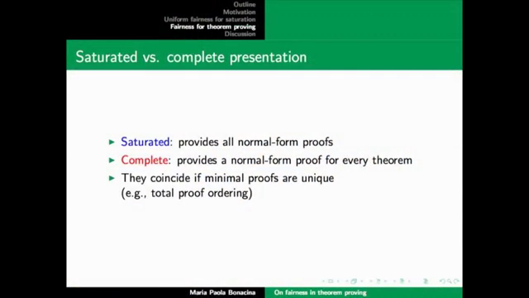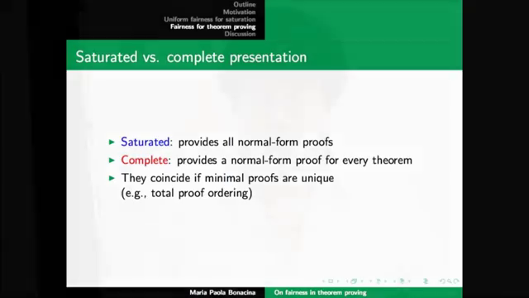Now, here comes an important distinction. I said we would like to have a notion of fairness which gives us something weaker than saturation. So we need a weaker notion than saturated set. We call saturated a set, a presentation, which provides all the normal form proofs. We call complete a presentation which provides at least one normal form proof for every theorem. The two will coincide if minimal proofs are unique, for instance, if the proof ordering is total. However, this is not necessarily the case, because in general, orderings and proof orderings are partial. So in many cases, we can distinguish these two. In the complete, we only have one normal form proof. In the saturated, we have them all.